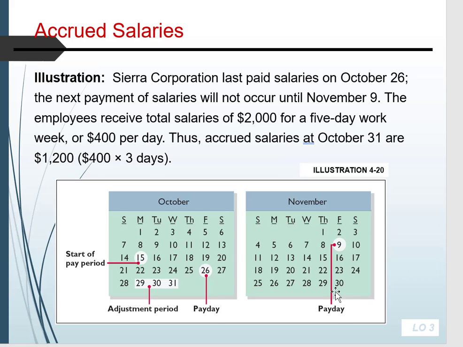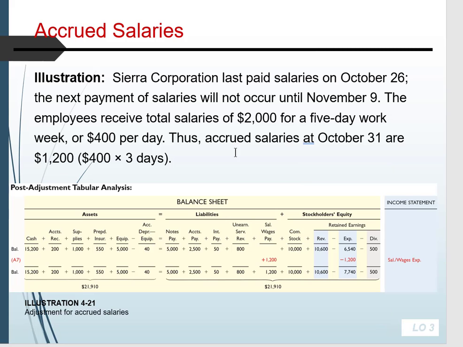Salaries, this is kind of what I was talking about before. We have a 5-day work week, $400 per day. On October 31st, we've worked for 3 days. That's $1,200. We need to show that in October. So we know that we owe somebody $1,200, and here's the negative $1,200 that we show on the expenses. And again, they have to be opposite signs to keep everything equal and balanced because they're on the same side of the equal sign.